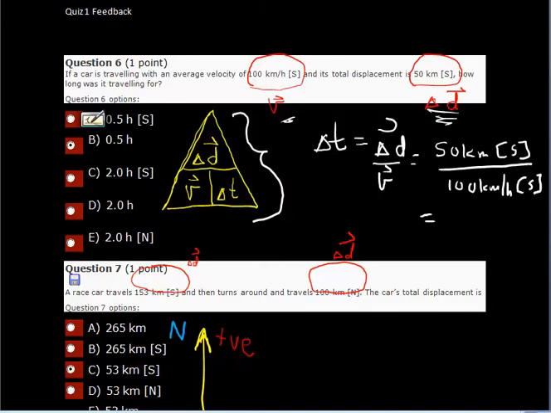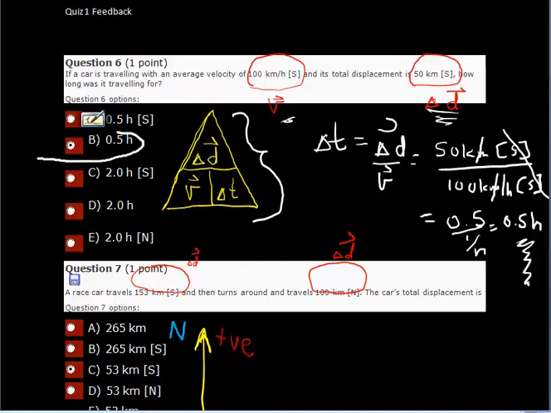Well, look at our units. The direction units disappear. I'm left with 50 divided by 100, so the numbers are 0.5. The kilometer and kilometer will divide out. Now I'm left with 0.5, 1 over hour. Well, this is a fraction, and when you divide by a fraction, you invert and multiply. So that's the same as 0.5 hour. So that makes it answer B, 0.5 hour.